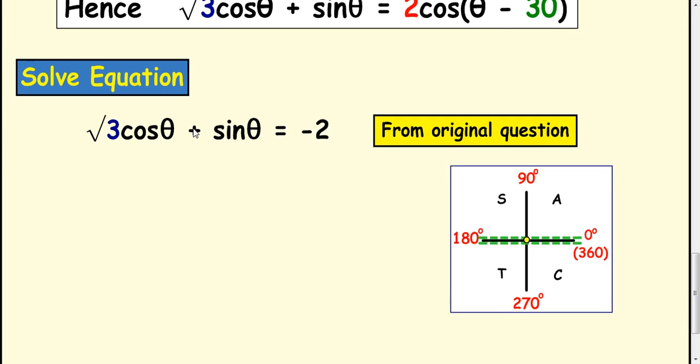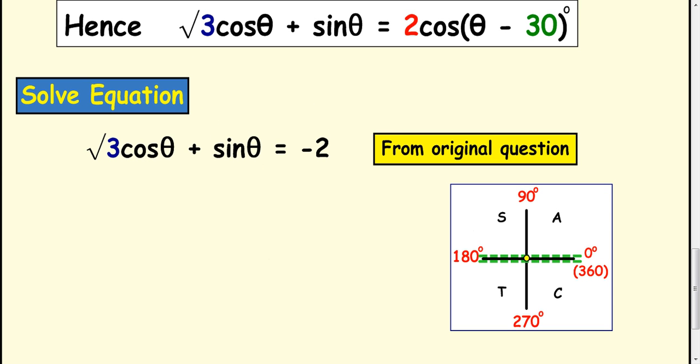So from the original question we had that, but I've just worked out that this can be written as 2 cos theta minus 30. So I'm going to replace that with 2 cos theta minus 30. Now this looks more likely to be able to solve. I've got a cos and there's no sine. I've got some numbers and I can undo this really to find what theta is.